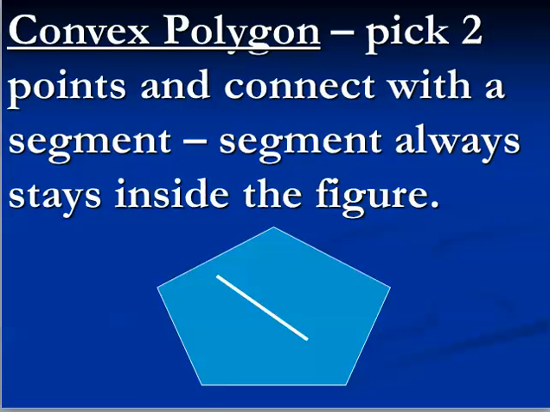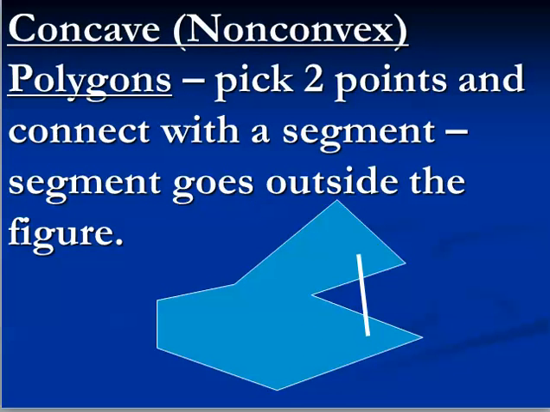There are 2 types of polygons we'll be discussing. Those are convex and concave. A convex polygon, if you pick any 2 points and connect those 2 points with a segment, the segment always stays inside the figure. So you can pick a point here and a point here, and that entire segment is inside the figure. A concave polygon, or a non-convex polygon, if you pick 2 points and connect it with a segment, there will be a segment that goes outside the figure. Concave means one side of the polygon caves in.